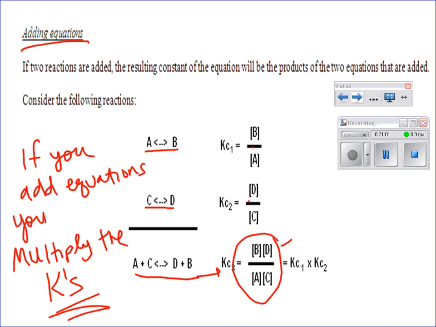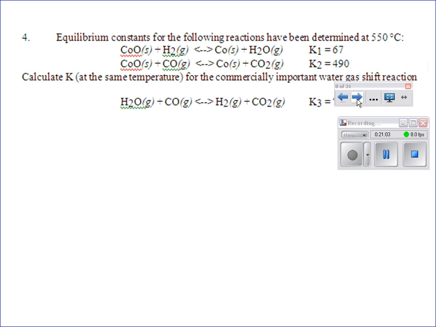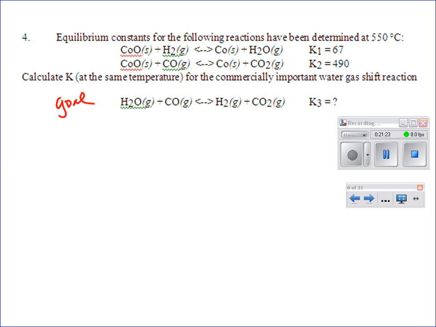All right, let's see this in action. They give you their equilibrium equations, and then they give you the K for each one. This is a lot like that thermodynamics stuff we did, the flippy thing. This is the same thing, except we have to treat the K's a little bit differently. So this is our goal, and we want to know what the K then is for the goal. And notice it says calculate K at the same temperature. Remember, K's are only good at a particular temperature.